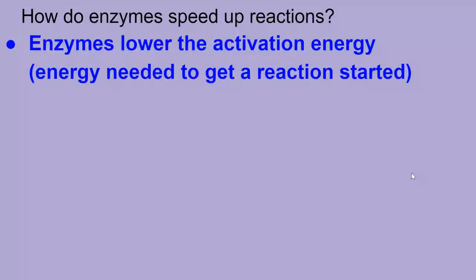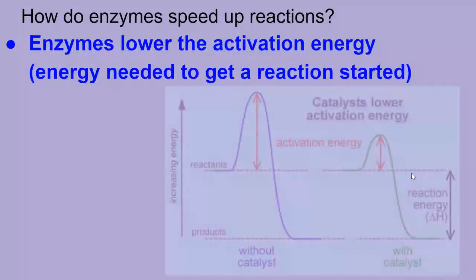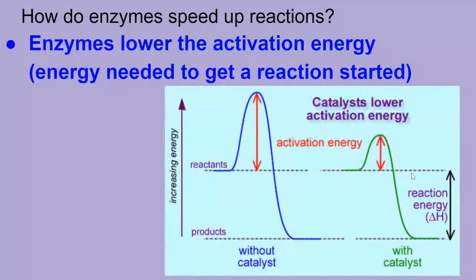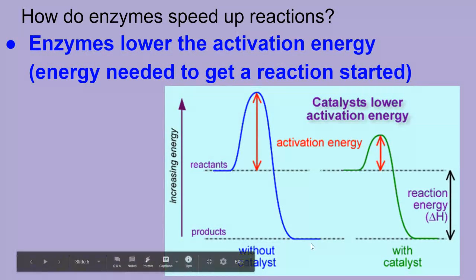How do they do that? Well, they lower the activation energy, which is just a fancy way of saying they lower the energy needed to get a reaction started. Look at this diagram. You'll find out how they do that. So if we are looking at a reaction that would take place, there are what we call reactants, and those are the things that are going to do the reaction. And then there are products, which is the stuff you want to get to.